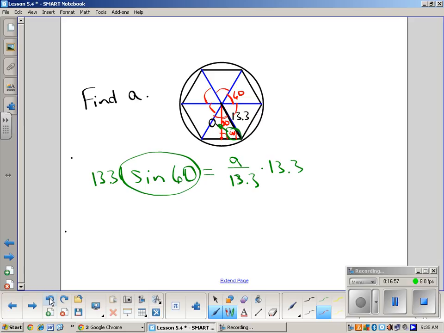So what does this approximate to? 11.52. They're in tenths, so I'm around the tenths: 11.5. I got 11.34. It's the wrong number, I did 13.1 instead of 13.3. Any questions on that?